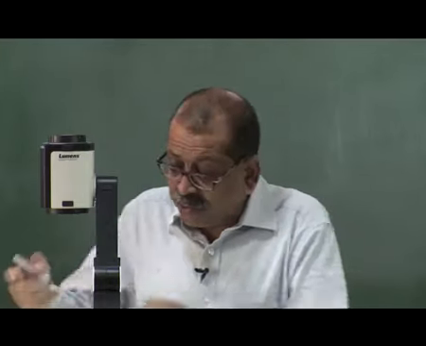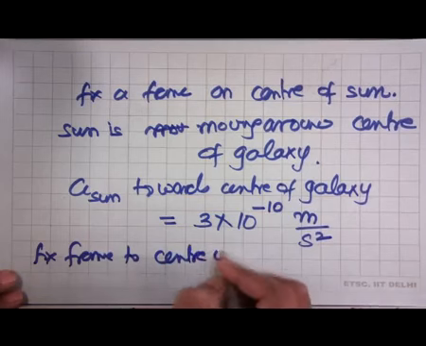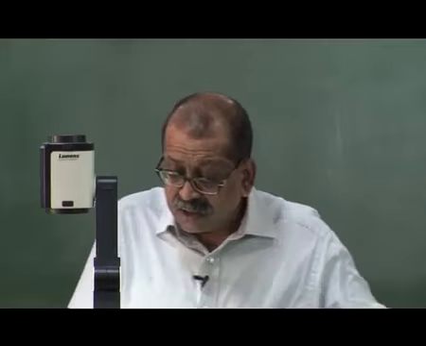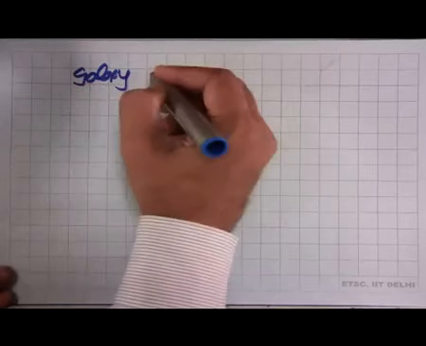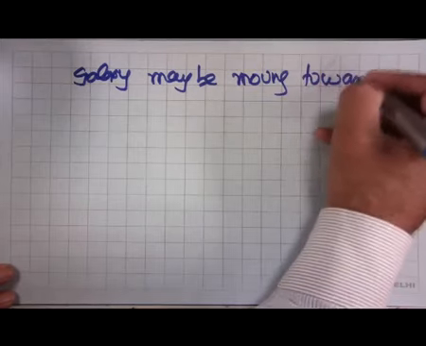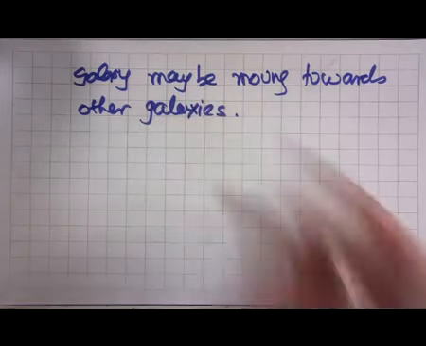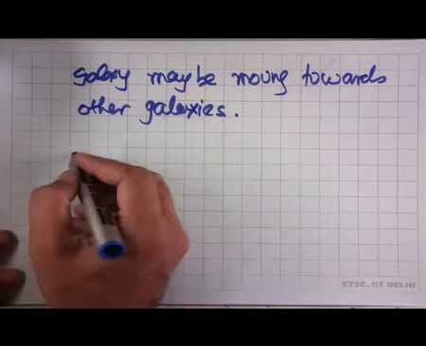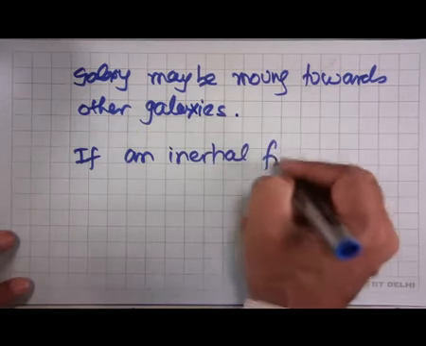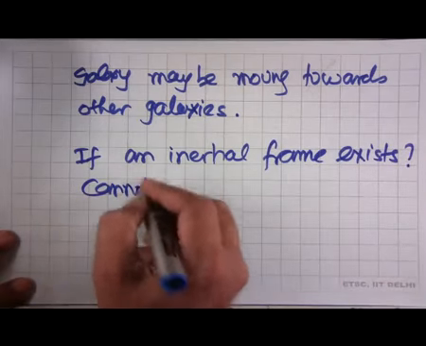And then if we fix a frame to the center of the galaxy, then again, the galaxy may be moving towards other galaxies, and if that is so, then we are not sure if an inertial frame exists. It cannot be answered.